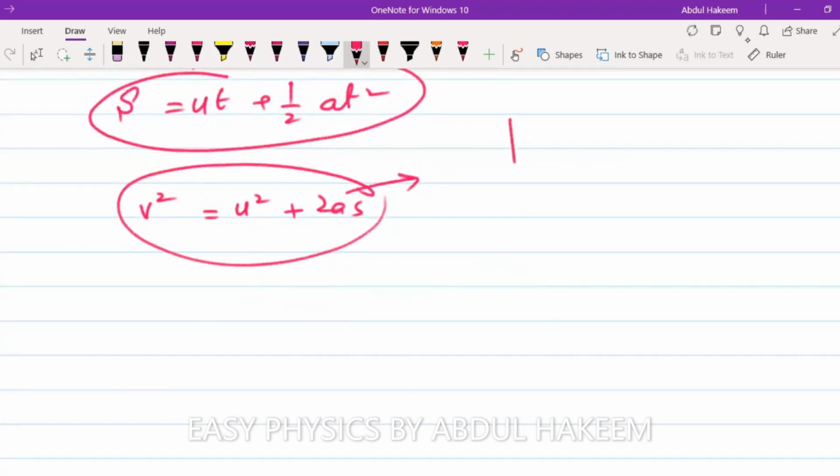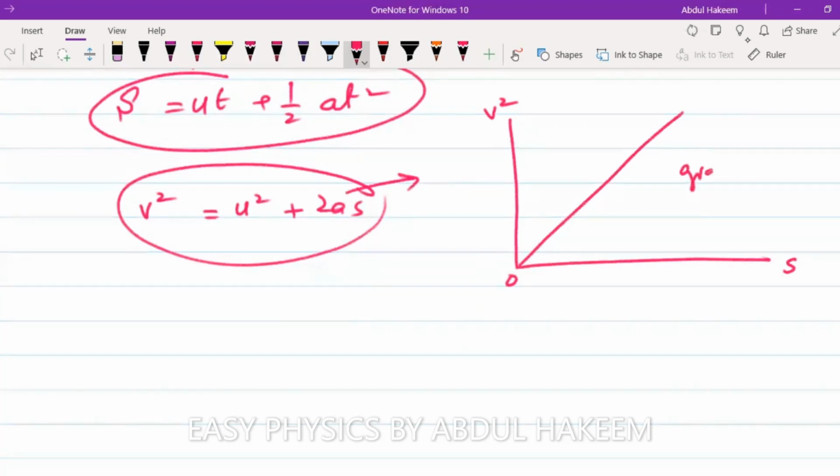If the graph is required between v square and the distance s, with initial speed 0, definitely it will be a straight line, and the gradient will be double the acceleration. But if the question is to sketch the graph, distance here and v here, then the graph will be like this.